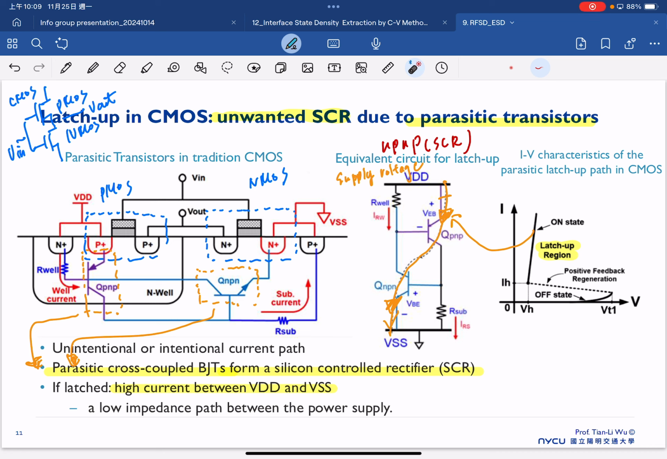So the next one is we go back to the fundamentals. We need to understand the operation of the silicon control rectifier, because the main issue inside the ESD for the CMOS is mainly due to the unwanted SCR. So the next step is we need to understand how the SCR operates.